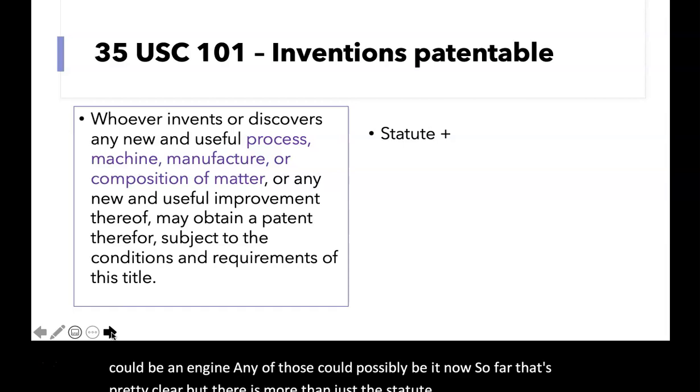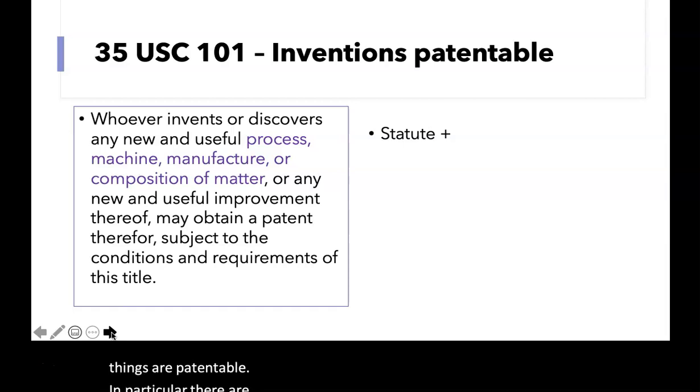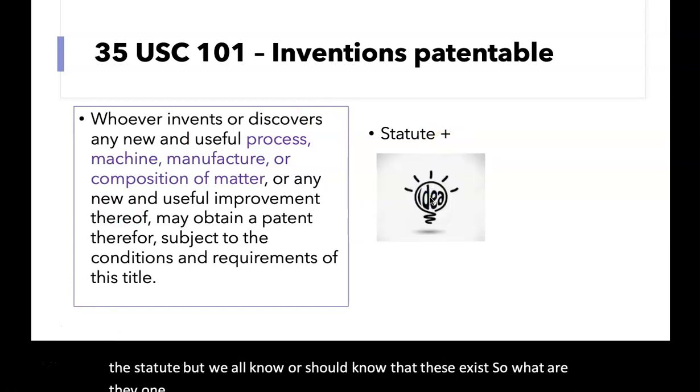Now, so far that's pretty clear, but there is more than just the statute to evaluate whether things are patentable. In particular, there are a number of common law exclusions. So not stated in the statute, but we all know or should know that these exist. So what are they? One bar is abstract ideas. So if it's just kind of a general idea or a mathematical formula or algorithm, that's not patentable.